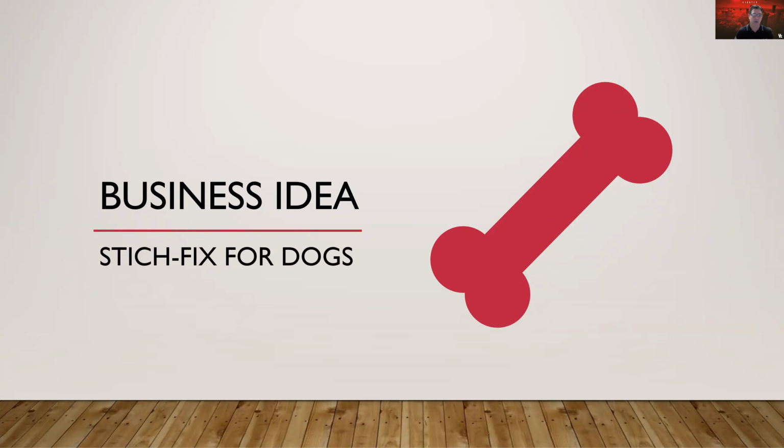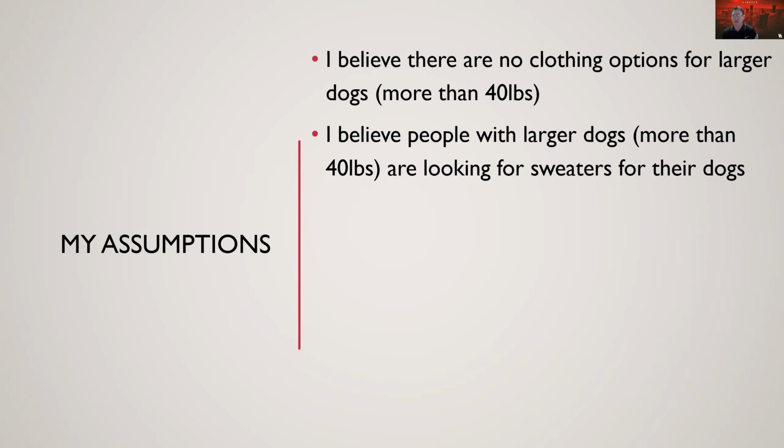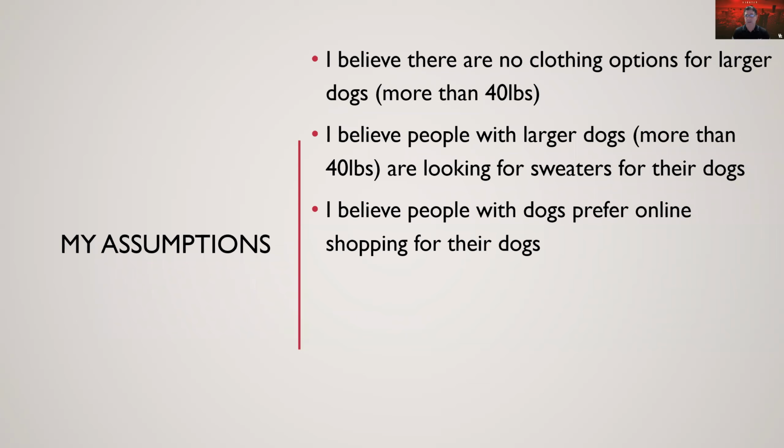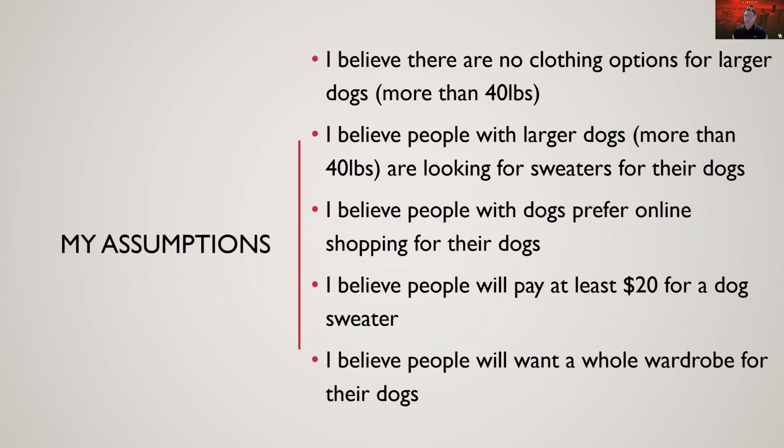Look at that, I spelled stitch wrong. So here are the assumptions I made. I believe there are no clothing options for larger dogs, in other words, a dog that weighs more than 40 pounds. I believe people with larger dogs are looking for sweaters for their dogs. I believe people with dogs prefer online shopping for their dogs. I believe people will pay at least $20 for a dog sweater. I believe people will want a whole wardrobe of stuff for their dogs. So these are all the assumptions I'm making around this Stitch Fix for dogs. This is all of the things that I think people want.